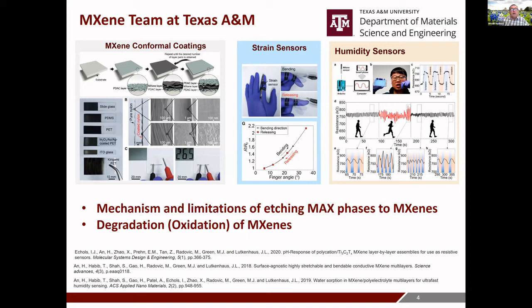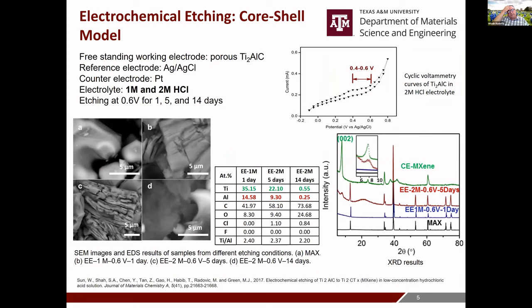So first, when we were looking at the etching back in 2017, we actually tried to do electrochemical etching. And as we heard today, a couple of days ago already, electrochemical etching of MAX phases has been done before. And it has been shown basically that it turns to CDC.